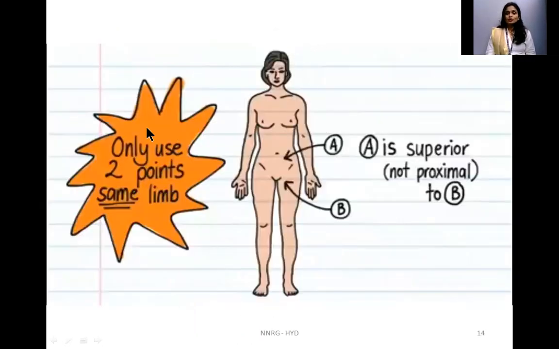And as I told you before, you can use these 2 terms only when you are mentioning 2 points on the same limb. In the same limb, when you are mentioning 2 points, you cannot say point A is here, point B is here, which are not parts of one particular limb. They are different parts. So you cannot use proximal and distal here. Instead, you can use A is superior to B. Okay, not proximal.